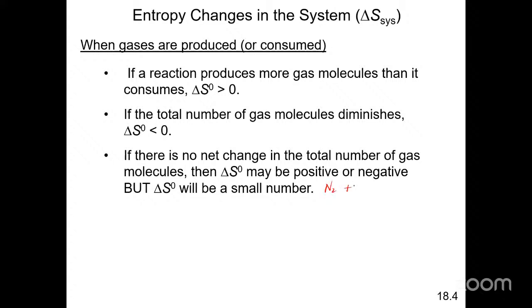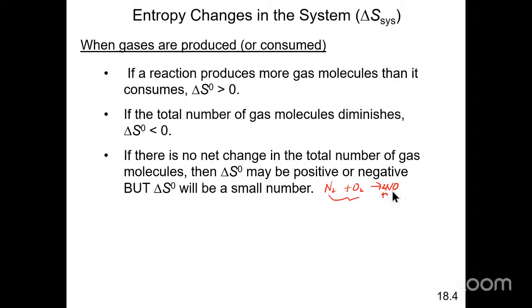nitrogen plus oxygen to form NO, I should say, right? In this case, you have 2 moles of gas here, you have 2 moles of gas here. You cannot make a prediction just by looking, right? The most you can say is that delta S is either going to be positive or negative, but very, very small, right? And in order for you to calculate the delta S value, you have to go to the tables and do like what we just described, all right?